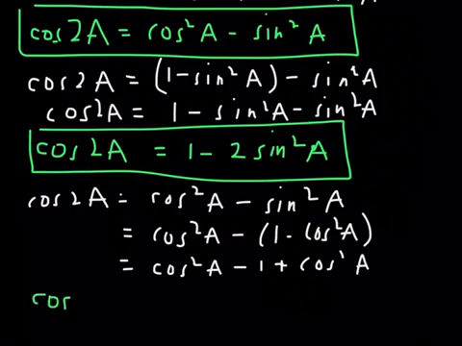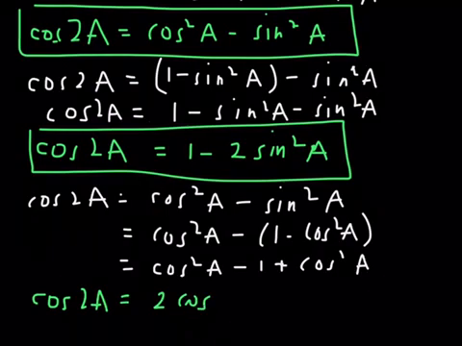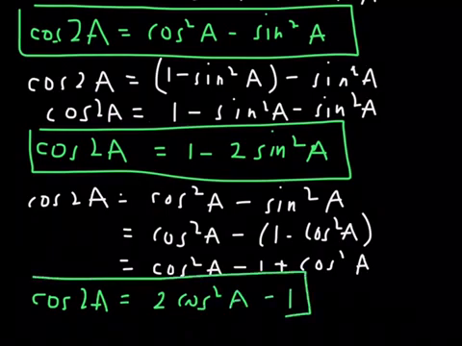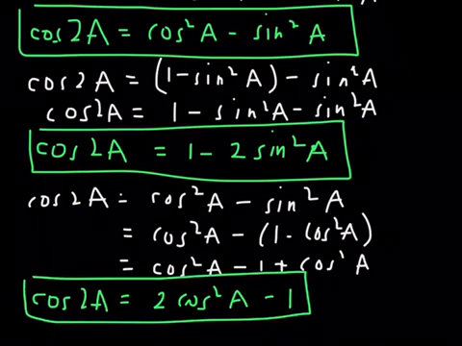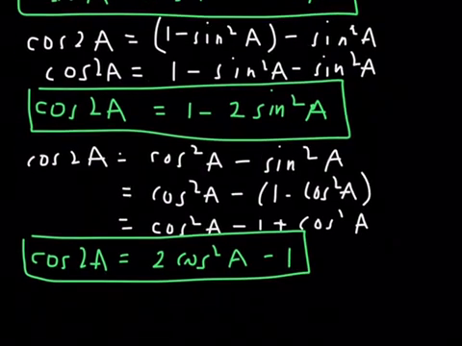Cosine of 2a then is the same thing as 2 times cosine squared of a minus 1. So what I've highlighted in green here are three different double angle identities for cosine. Now, what would be really good at this point is to derive the double angle identities for sine and for tangent. So let's go for sine next, okay?